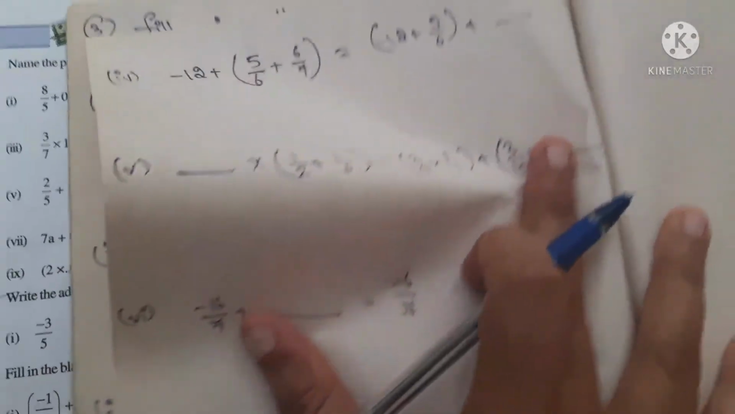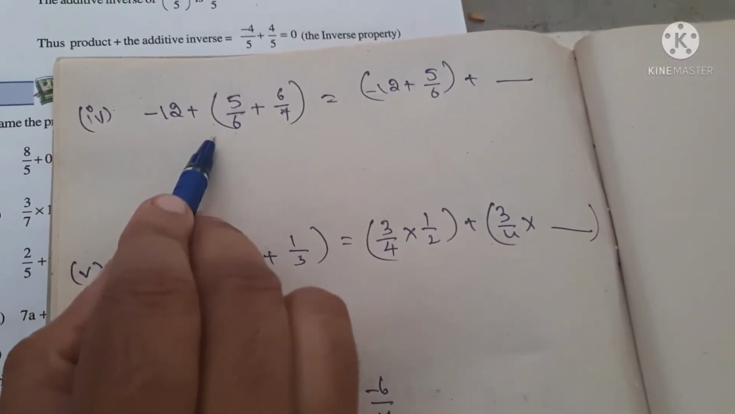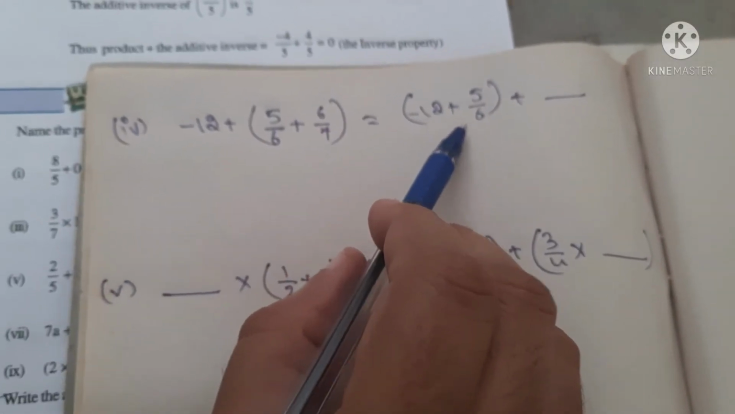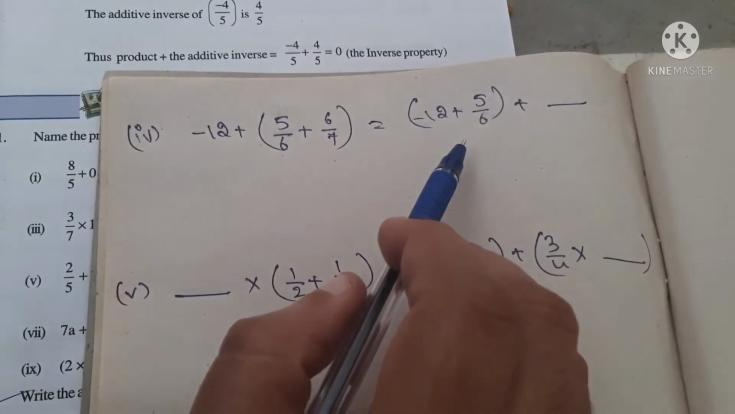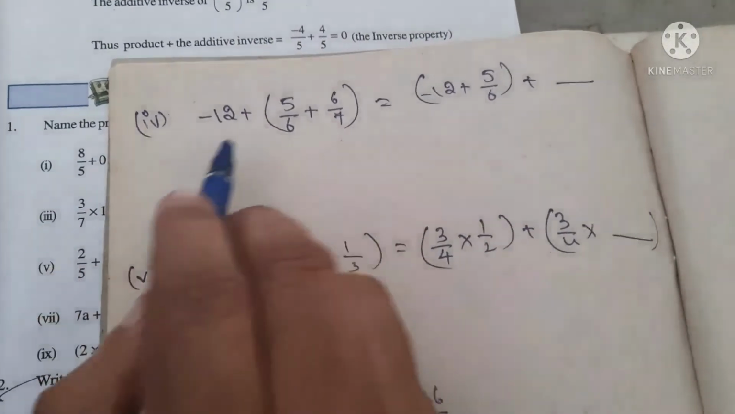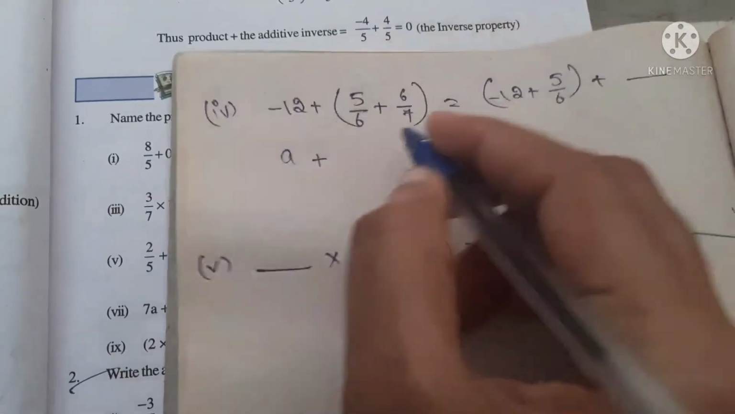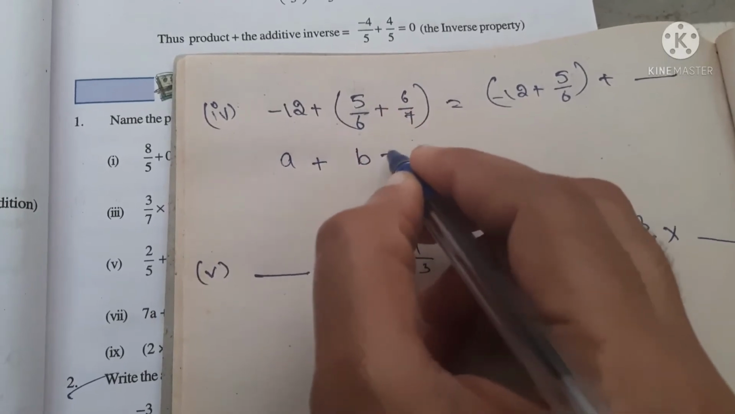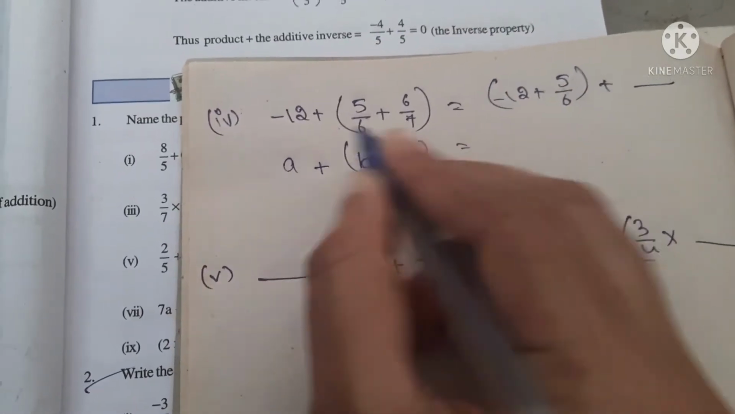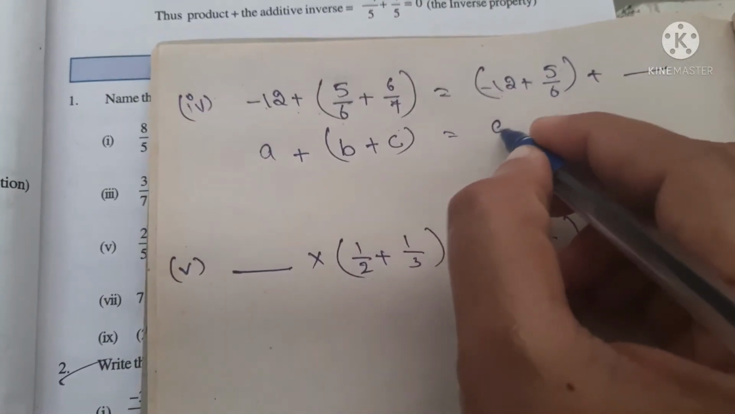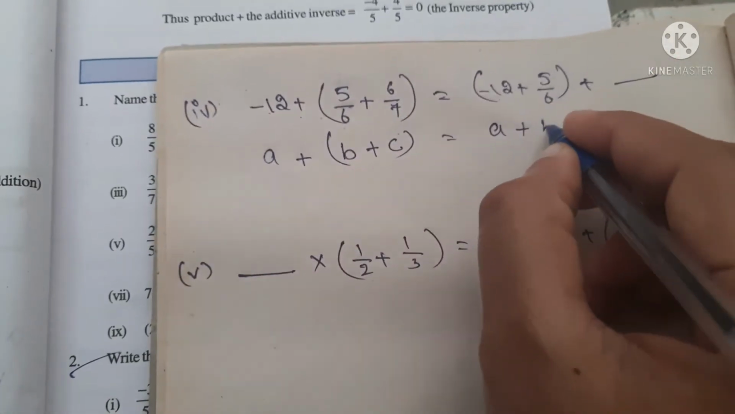Okay. Next one. Minus 12 plus 5 by 6 plus 6 by 7 equals minus 12 plus 5 by 6. Let us see how many values are given in the problem. So A plus of B plus C equals, minus 12 is A, and 5 by 6 is B.